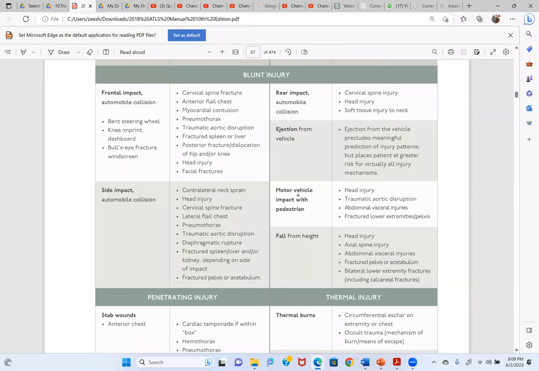Side impact: contralateral neck strain, as the head goes towards the other side, head injury, cervical spine fracture. Majority of things will be the same, but they are just telling a pattern. Anything can occur in any sort of injury, because it also depends on whether seat belts were there or not, and what sort of vehicle it was. With rear impact: cervical spine injury, head injury, soft tissue injury to the neck. Ejection from the vehicle precludes meaningful prediction of injury patterns, but places the patient at greater risk for virtually all injury mechanisms.